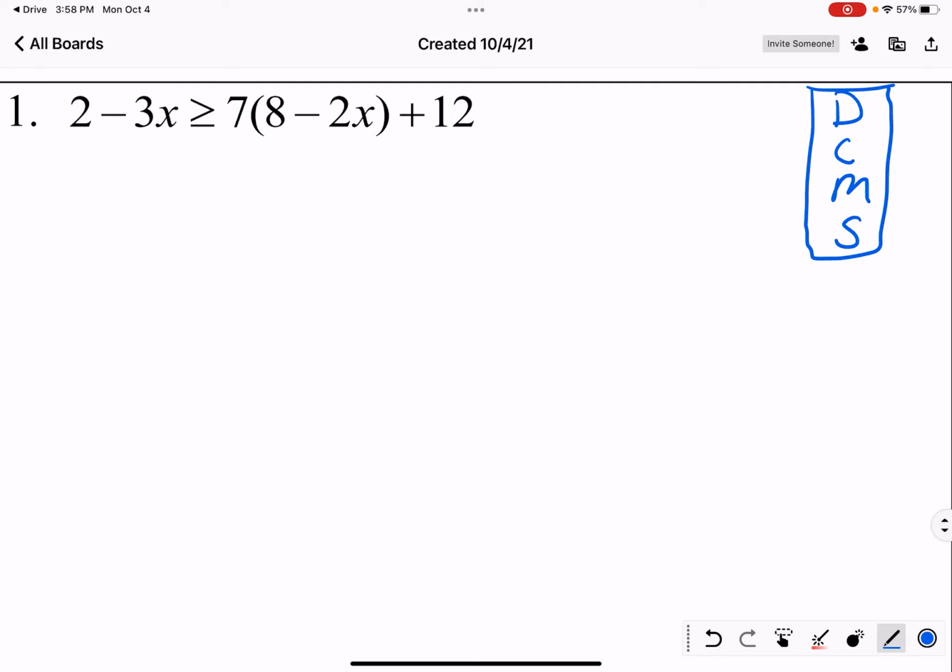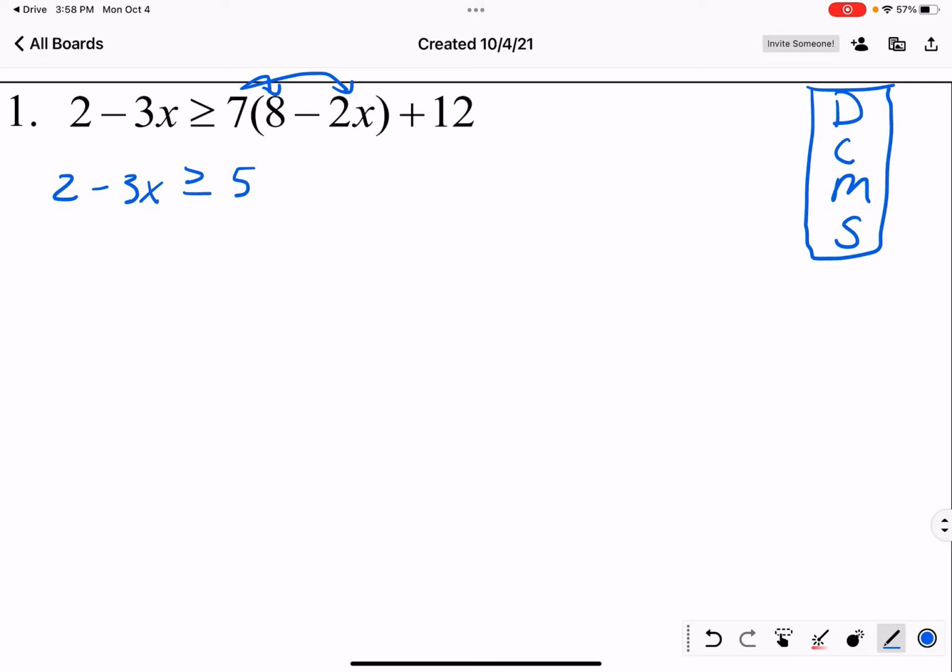Sometimes it's better to not use this process. We can change the order sometimes, but in general, DCMS is how we handle most things. All right, so the first one, just drop down the left side, and then on the right, we're going to distribute the 7. Again, we only distribute that 7 to whatever's in parentheses, okay?